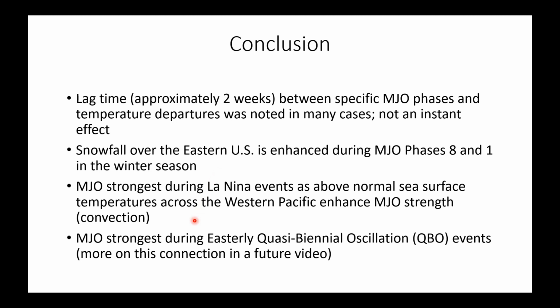Why is it so strong during La Nina events? Because above normal sea surface temperature anomalies typically occur across the western Pacific during La Nina events. And whenever you have above normal water temperatures, it usually enhances that convection, which also strengthens the MJO, when you have that convection firing up over the western Pacific over the above normal sea surface temperatures.